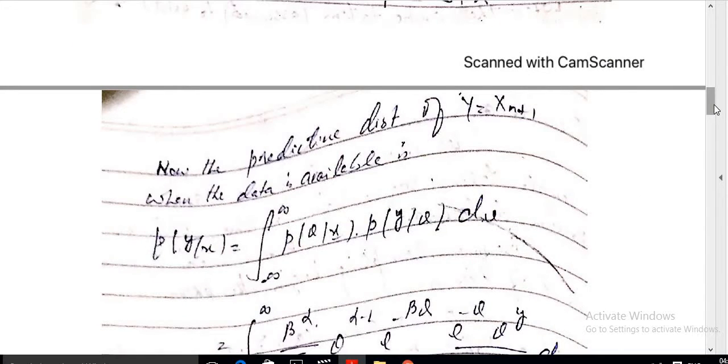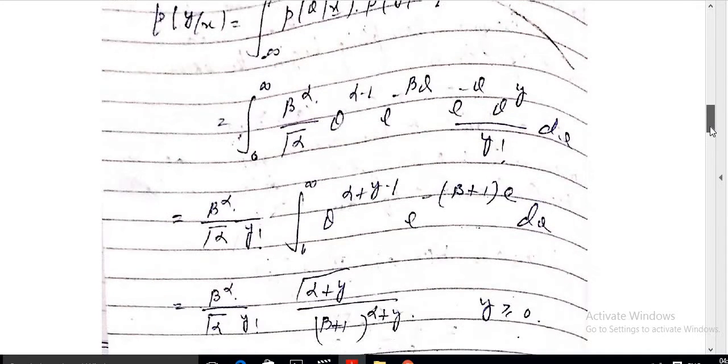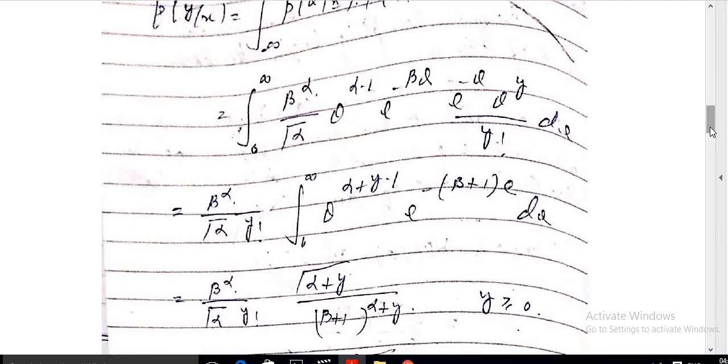Now the predictive density of y, which is xn plus 1 when the data is available, is the integral from minus infinity to infinity of p theta given x times p y given theta d theta. After replacing the respective values, we have this expression. Making certain simplifications and doing the definite integration for the limit 0 to infinity of theta raised to the power alpha plus y minus 1, e raised to the power minus beta plus 1 theta d theta, I have applied certain rules of definite integration. Therefore it becomes beta raised to the power alpha over gamma alpha, y factorial, gamma alpha plus y divided by beta plus 1 raised to the power alpha plus y.